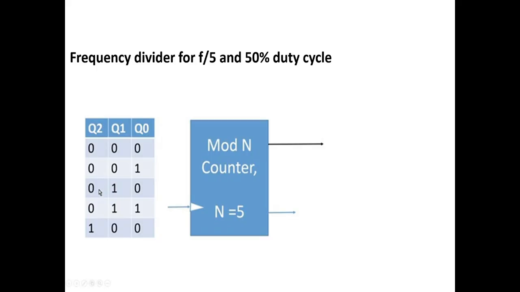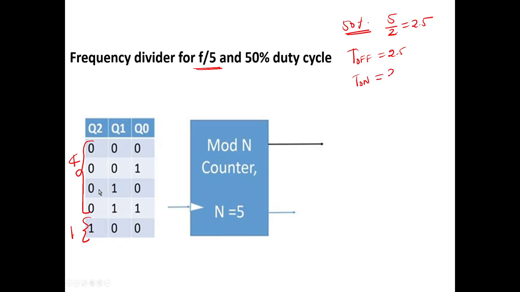Next, frequency divided by 5. Frequency divided by 5 means, now you tell me, this is off for how many clock cycles? 4 clock cycles. And this will be on for how many clock cycles? 1 clock cycle. If you want a 50% duty cycle, 5 divided by 2 gives 2.5, so it should be off for 2.5 clock cycles and on for 2.5 clock cycles. But here you got off for 4 clock cycles and on for 1 clock cycle.